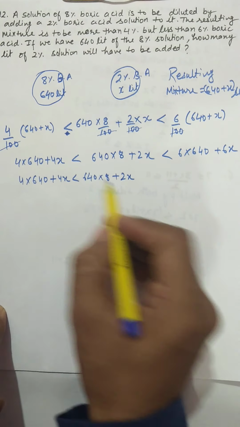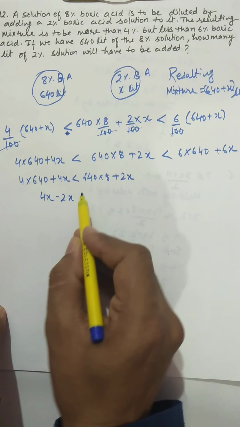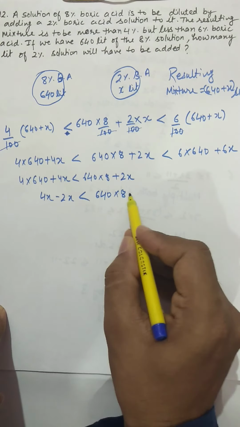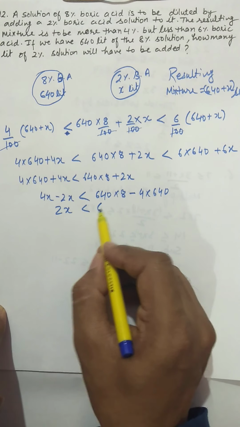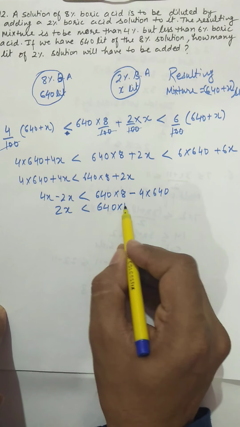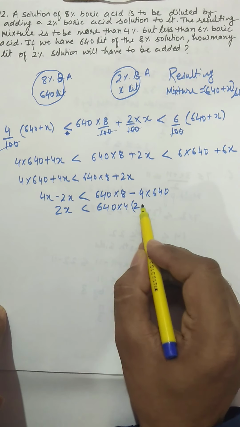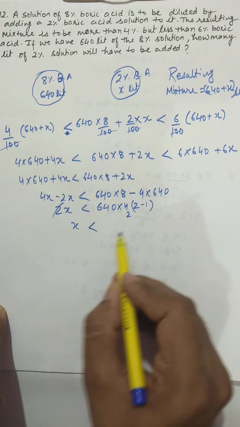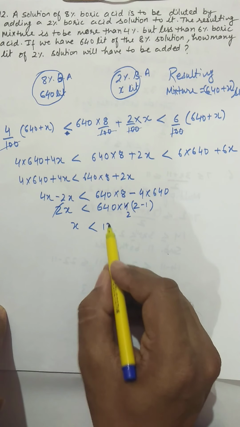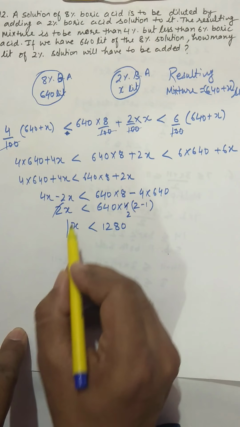So we simplify this. This is up to us how we simplify. I'm bringing this 2x to this side, and 640 into 8 minus 4 into 640 to the other side. So this is 2x, and you take 4 into 640 common. So this is going to be 2 minus 1. Now you can simplify this. So x is going to be 640 into 2, 1280. So your first condition has come, that your quantity should be less than 1280. So this is your first one.